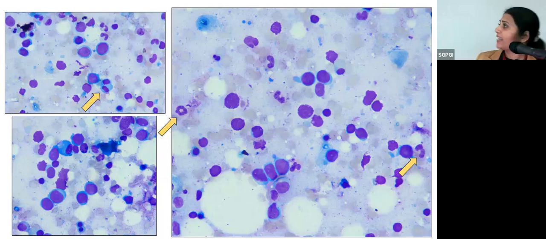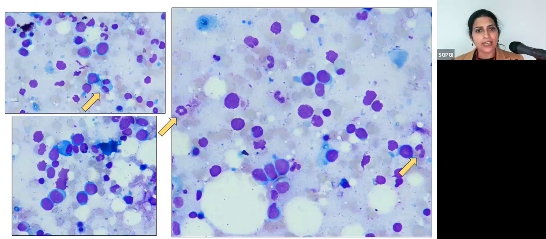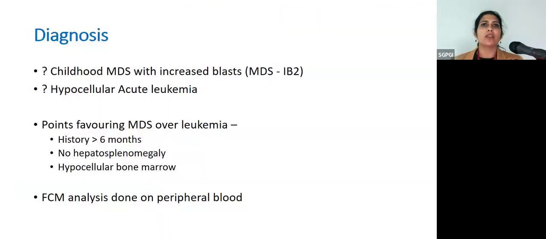Okay. And again, the arrows are showing you the dyserythropoiesis. So again, you have ring forms, dysmyelopoiesis. This is again a pelgeroid abnormality. So this is dysmyelopoiesis and there is dyserythropoiesis. So again, dyserythropoiesis, dysmyelopoiesis and blasts, right? So definitely the diagnosis was now changed. CDA was out, sideroblastic anemia was out. What was in? Are we dealing with childhood MDS with increased blasts, right?